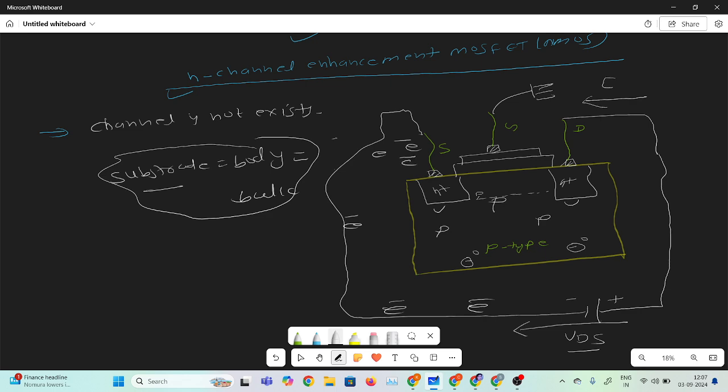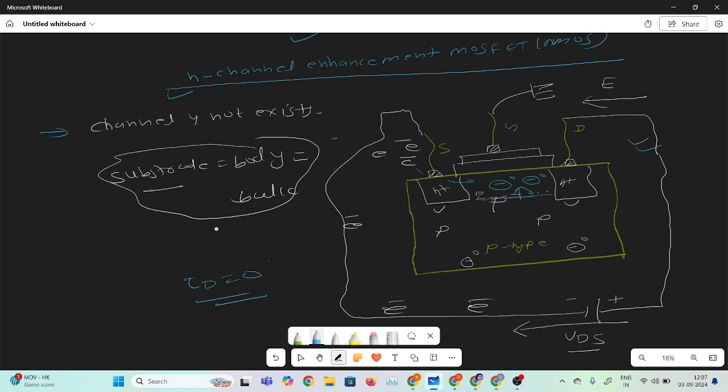Due to this electric field, we want to attract the electrons, but this is not possible. Why? Because this is a completely resistive path. The p type is represented by negative ions, so the complete region is negative ions, meaning it is a completely resistive path. So if this electric field wants to attract the electrons, it is not possible. That's why, even if we apply a positive voltage on the drain terminal, we will get zero current.